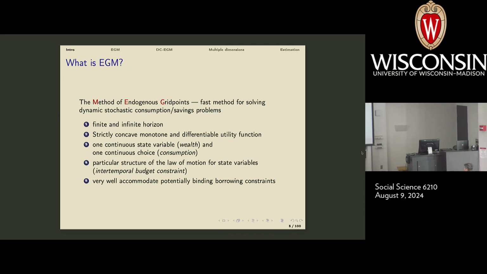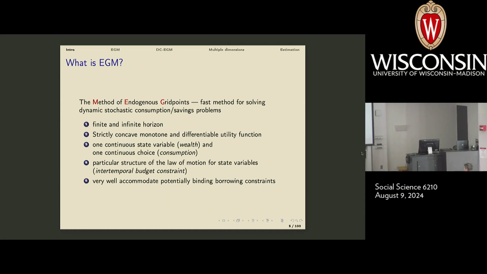Let me just say right out in front that it applies to both finite and infinite horizons. That question comes up a lot. You should have a strictly concave and monotone differentiable utility function. That's the case where it really shines. If you don't have that, then you probably need some additional solvers and numerical methods, and it's less attractive. So let's stick with this case.